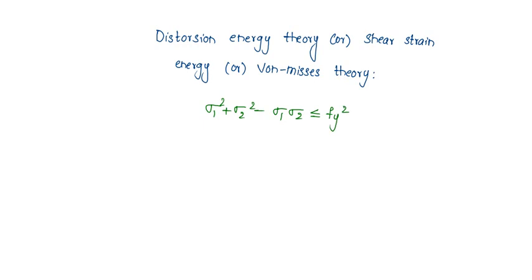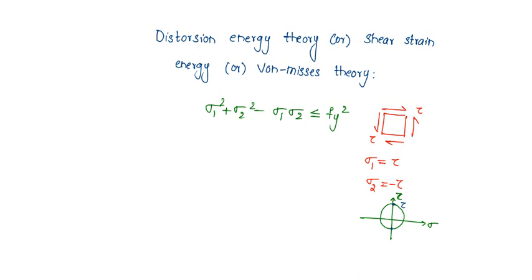In case of pure shear, that is tau all around, sigma 1 and sigma 2 are tau only. Sigma 1 is tau, whereas sigma 2 is minus tau. If we draw the Mohr circle for pure shear case, this will be the Mohr circle, in which this is the tau plane and this is sigma plane. So one tau is positive, one is negative. Then major and minor principal stress is also, one will be positive and the other one will be negative.